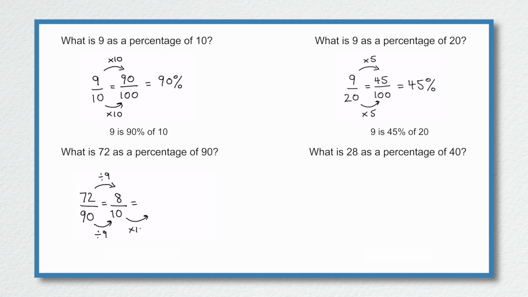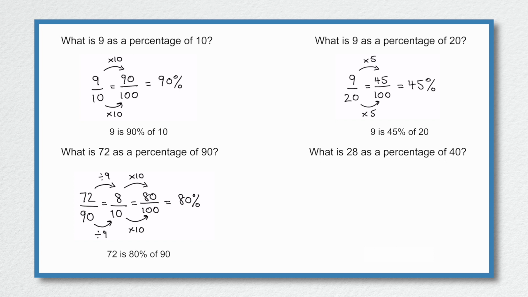And I think you know where we're going to go from here. If we multiply the denominator and the numerator by 10, we end up with 80 over 100. And this, of course, is 80%. And we can write this as 72 is 80% of 90.